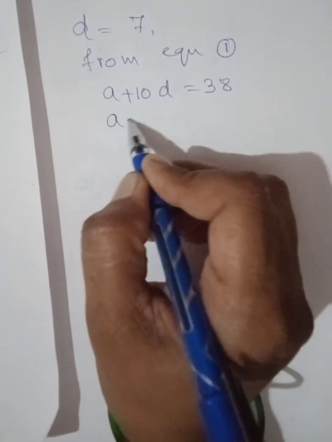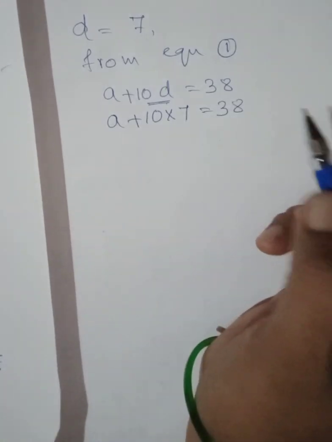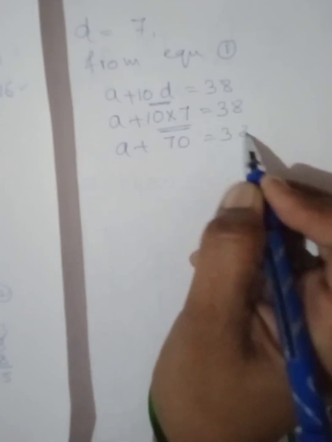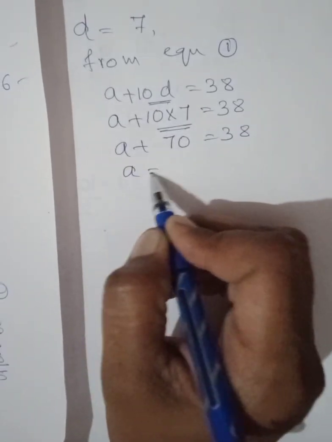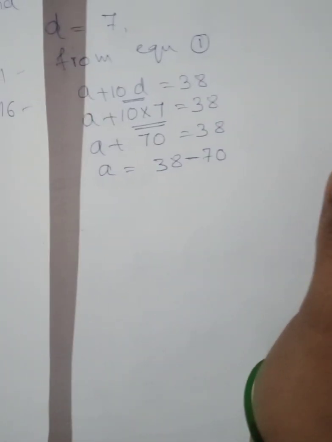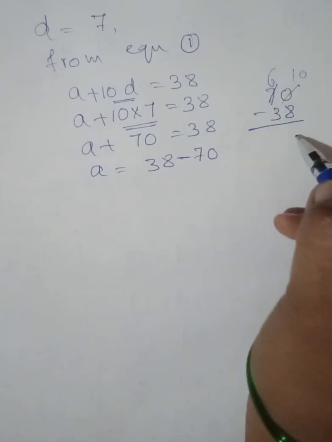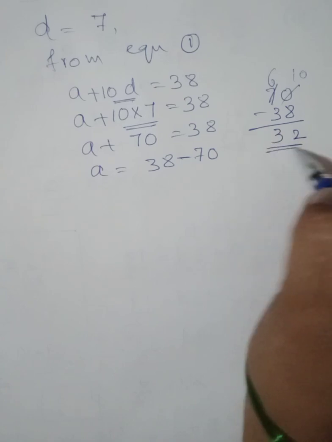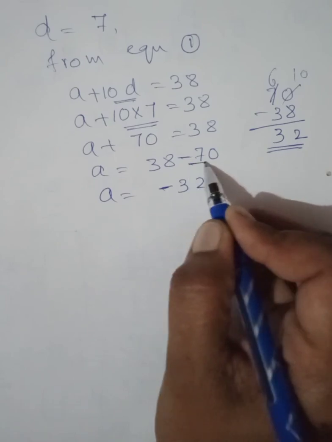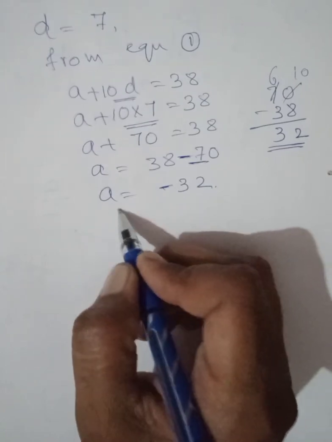So what happens here, A plus 10 into D, into 7, is equal to 38 this way. So A plus 10 into 7 is 70, is equal to 38. So what you are getting here, A is equal to 38, this becomes minus 70. So here subtract this one, 70 minus 38, this is 10 and it is 6, 10 minus 8 is 2 and this is 32. So A is equal to 32, but it is minus 32 as we have the bigger number with minus sign. So now children, you have got A is equal to minus 32 and D is equal to 7.